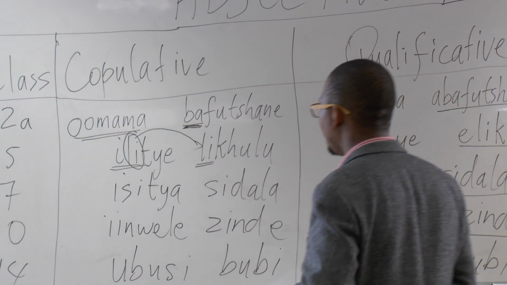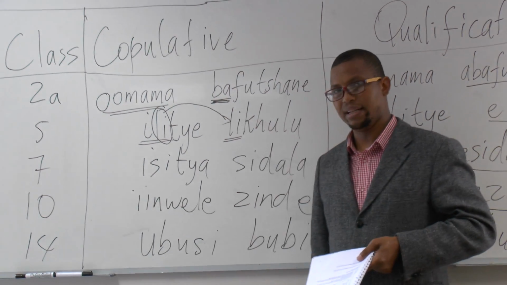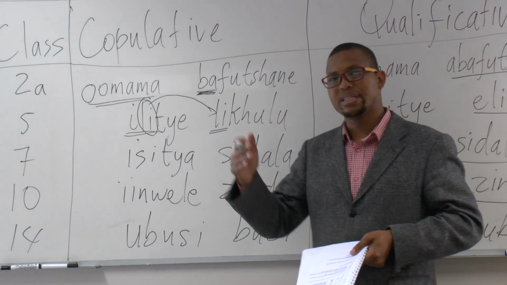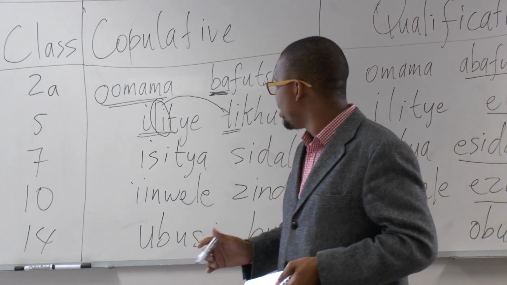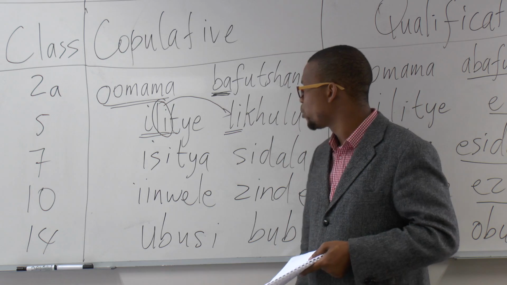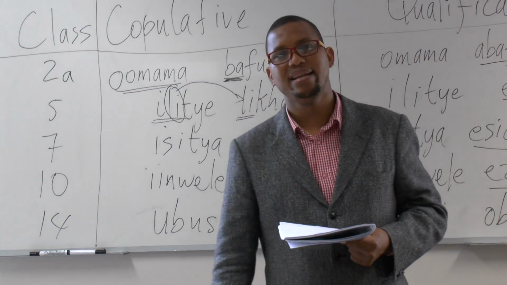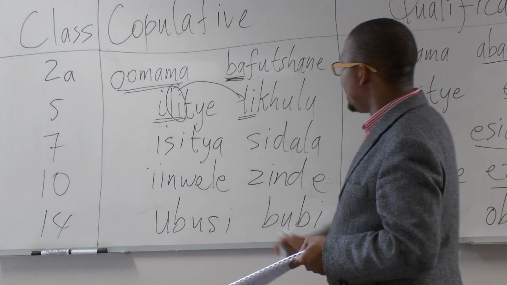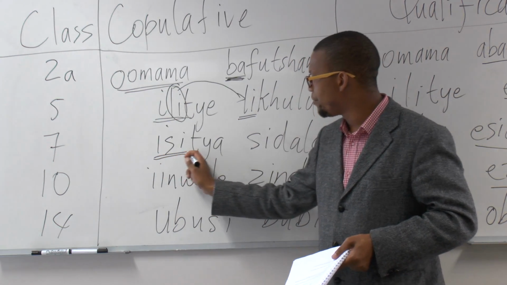Moving right along with the strong nouns, class 7 is going to be similar to class 8, because class 7 is the singular of class 8, which means whatever we do in class 7 also applies to class 8. For class 7, we've chosen isiXhosa, which is a dish. IsiXhosa sidala. There is our prefix, the whole prefix.